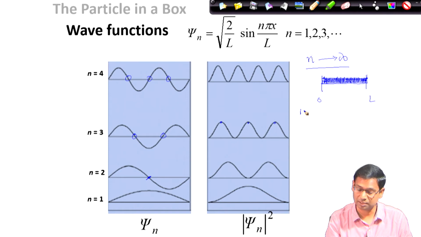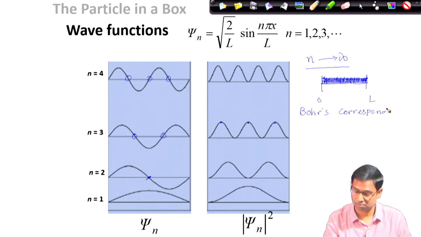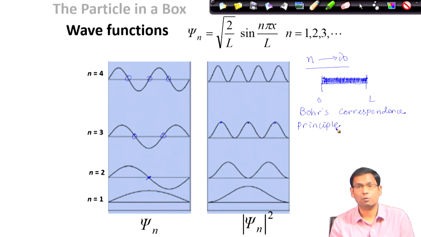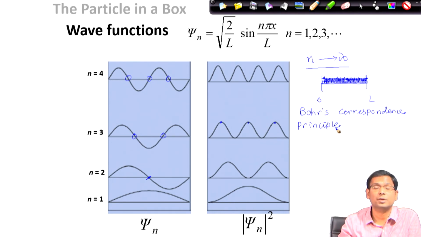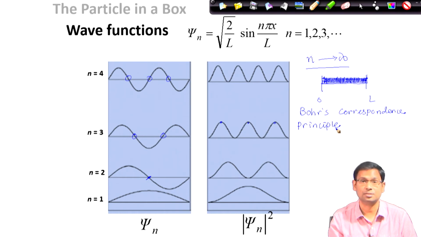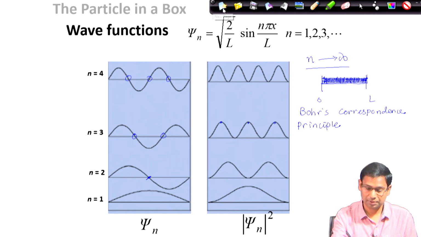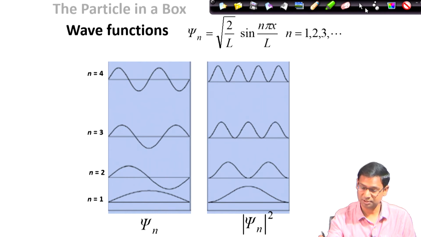So, this goes by the name Bohr's correspondence principle. This tells that for a quantum mechanical solution, when we go to large values of n, the quantum mechanical solution behaves more or less like the classical solution that we have, and in this case we saw this to be the case. All right, we will continue our discussion further.